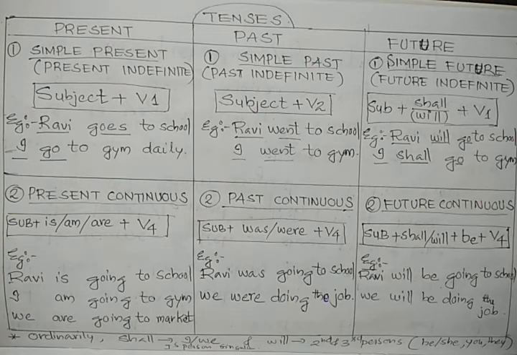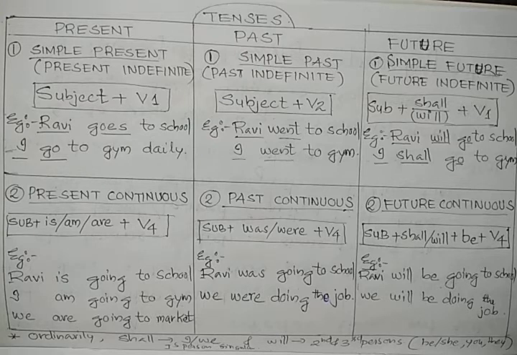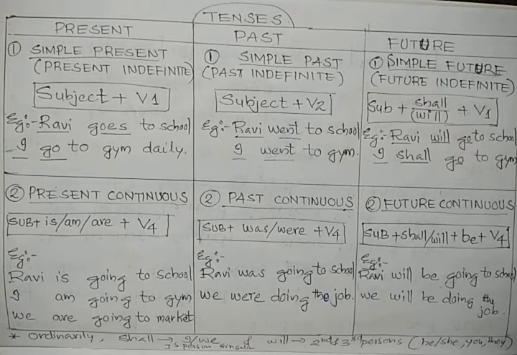Next, future, simple future or future indefinite. Structure is subject plus shall or will plus V1. Example, Ravi will go to school. Here Ravi is the subject plus will plus V1 form of go.